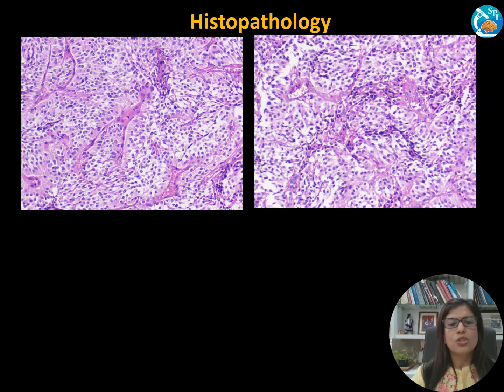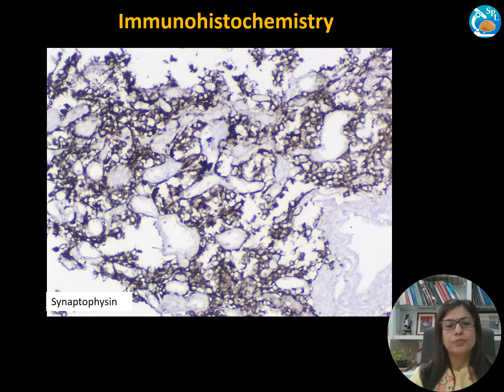So this is the histology of case 2. In this case, we can appreciate the neoplastic cells, the chief cells, have clear cytoplasm. This is the vasculature, delicate vasculature. Again, IHC was performed.